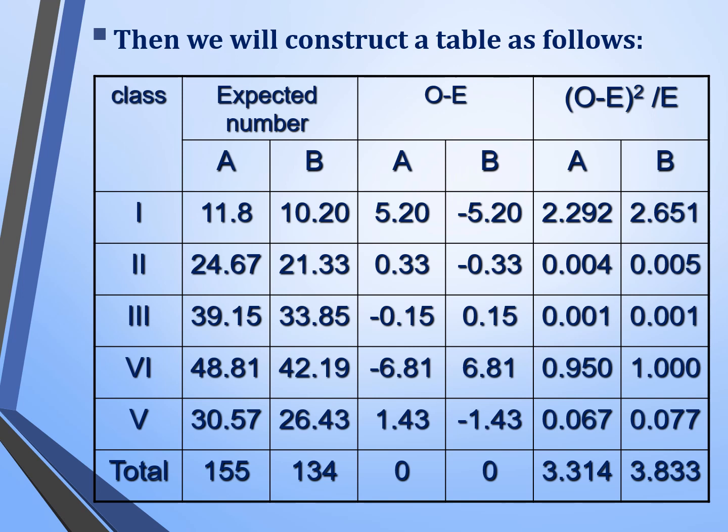The second thing is that the sum of the differences between the observed and the expected numbers always comes to 0. The third thing is that each difference for sample A is matched by the same figure but with opposite sign for sample B. For example, 5.20 for sample A is matched by minus 5.20 for sample B. Then the chi-square value will be calculated by adding all the estimates of observed minus expected squared over the expected together.